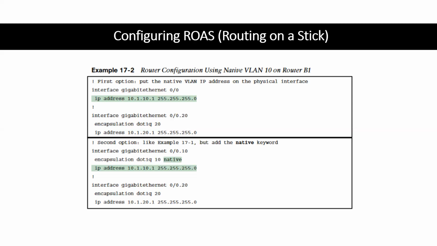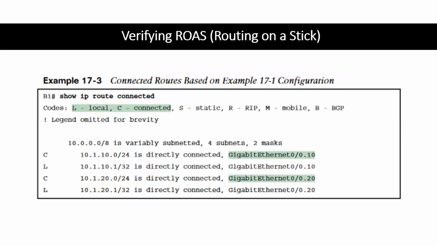If we look at the second option, adding the native keyword, we can create a sub interface for VLAN 10 and say encapsulation dot1Q 10 native, so VLAN 10 is the native VLAN. Then add the IP address there. If you look at the top and the bottom, they have the same IP address. We just moved from using the physical interface to using the virtual sub interface off of that physical interface. It'll make sense when we do the lab. So let's keep going. Whenever we configure these sub interfaces, like configuring an interface, a connected and a local route is added to your routing information base, or your routing table.